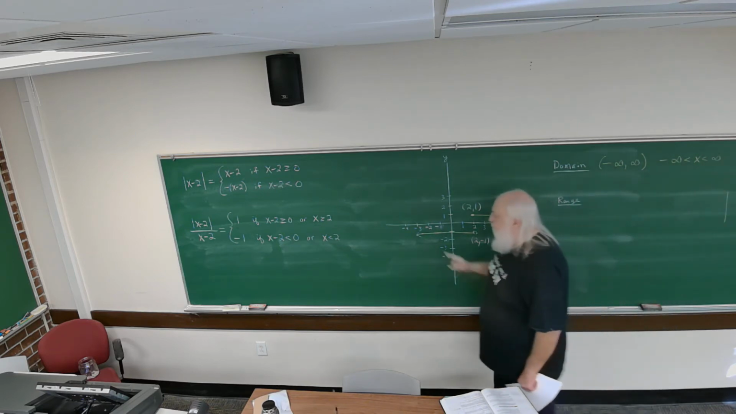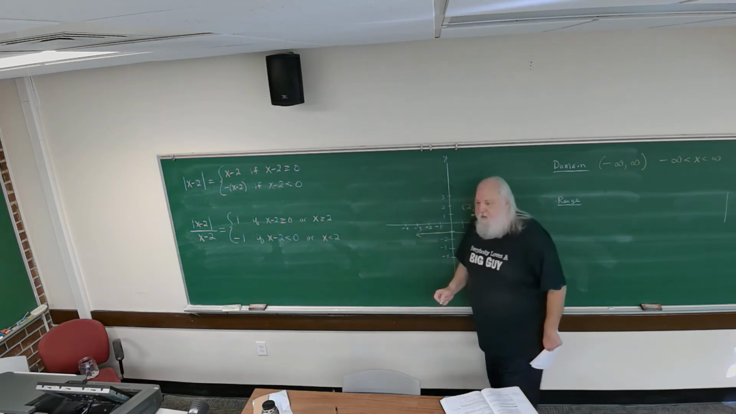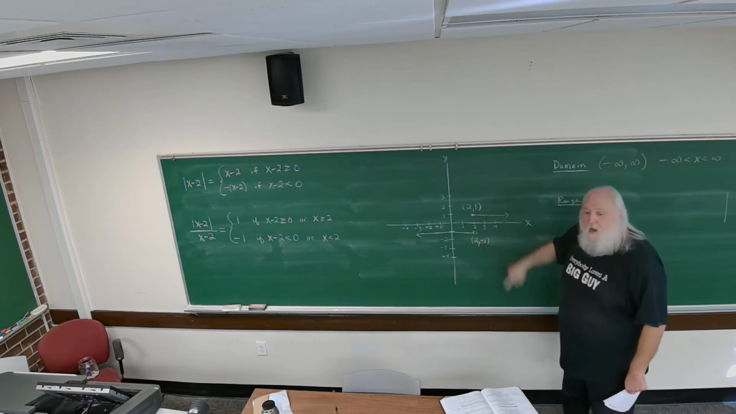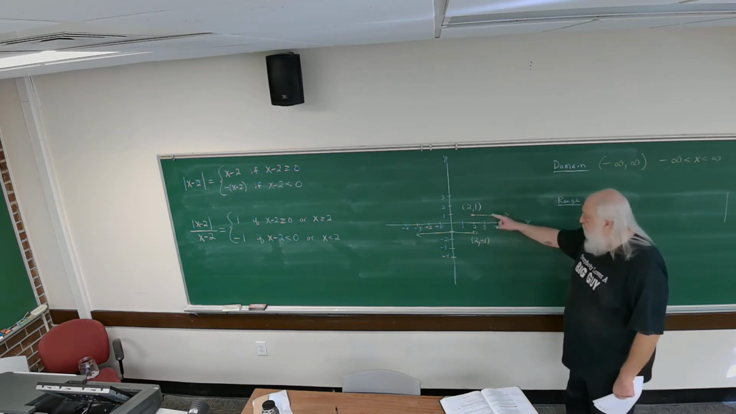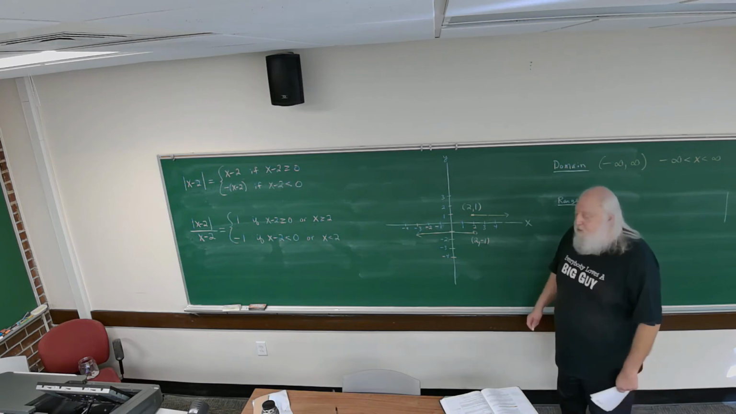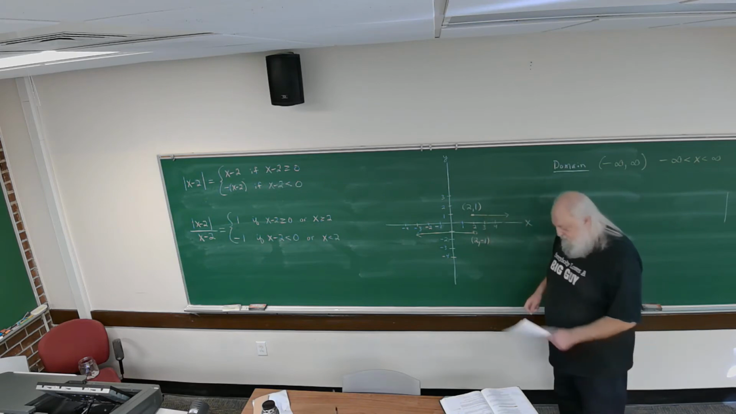Okay? This function is defined for every value of x from minus infinity to plus infinity. But you notice that there are only two y values in this function, minus 1 and plus 1. And so that's the range. All the y coordinates in the graph of this function are either minus 1 or plus 1.